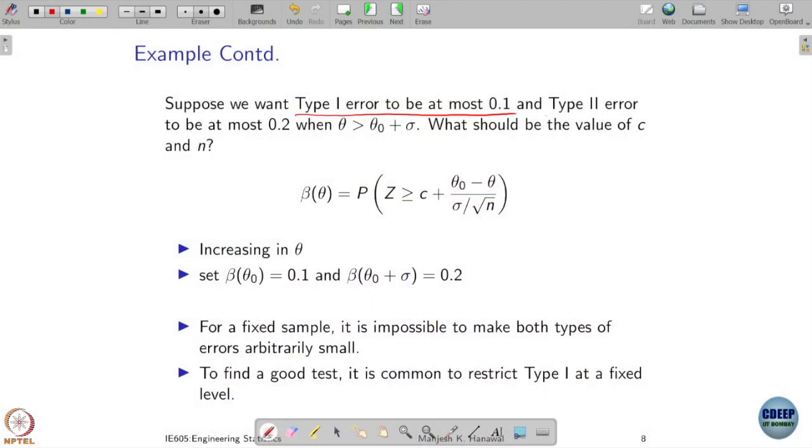Suppose somebody asks you, I want type 1 error to be at most 0.1, and also type 2 error to be at most 0.2, when my theta is greater than theta naught plus sigma. This is some condition, you will see why this is coming. Since somebody is already asking for this much of type 1 error and this much of type 2 error, the only thing you have in your control is C and N. Now you need to decide what C and what N to use so that I can guarantee this. Let's try to see how I can choose my C and N.